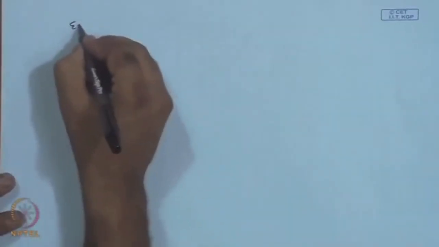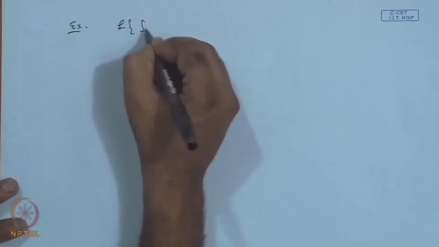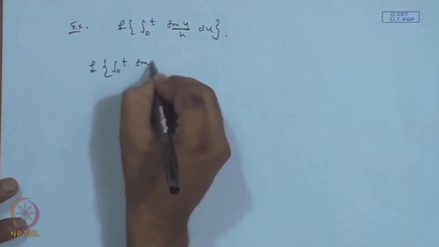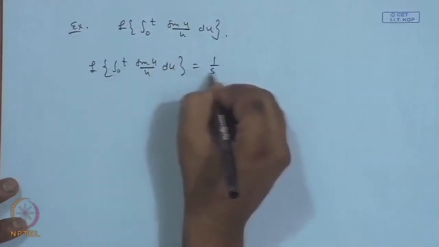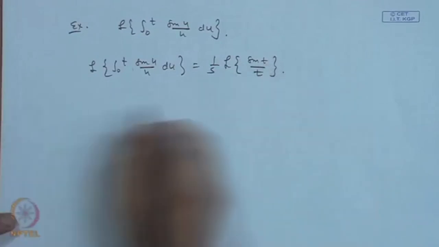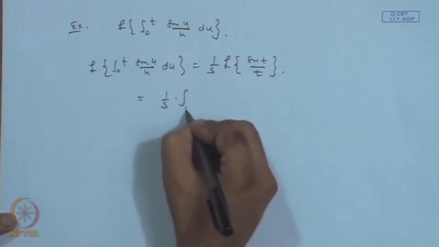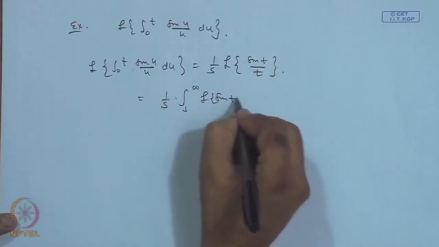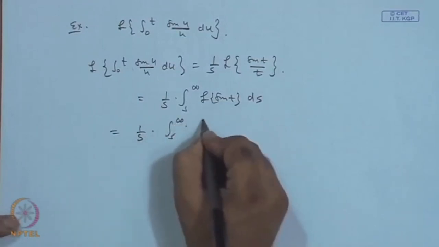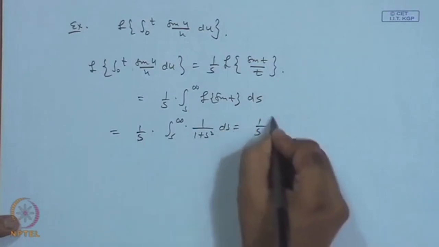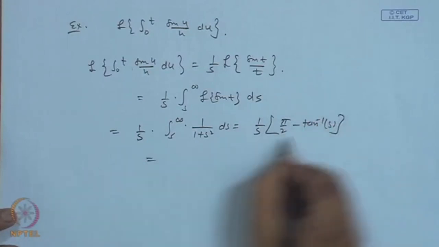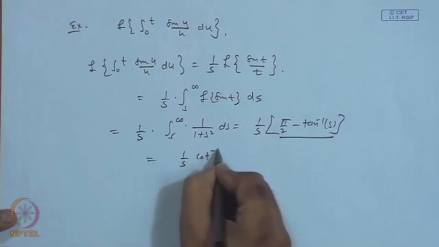Now, the example: the Laplace transform of the integral from 0 to t of sin(u) over u du. By this property, we have 1 over s times the Laplace transform of the function sin(t) over t. Then we divide by t, and that property we can apply: the integral from s to infinity of the Laplace of sin(t), ds. So, we have 1 over s times the integral from s to infinity of 1 over 1 plus s squared ds. Here we have tan inverse of s, so pi by 2 minus tan inverse of s, all times 1 over s, and we can also write this as cot inverse of s.